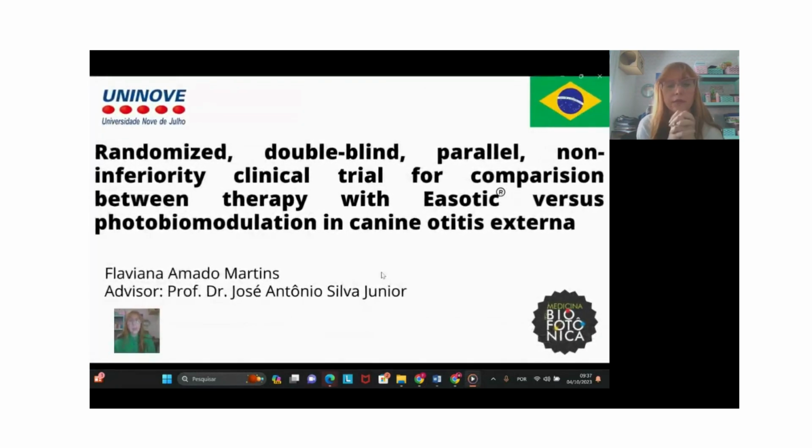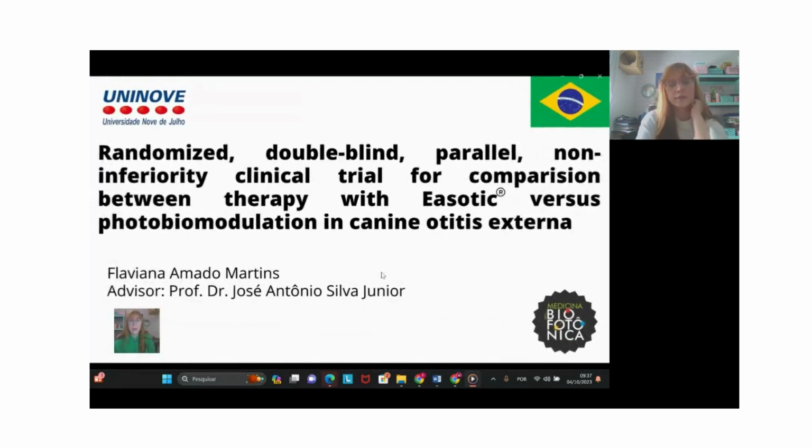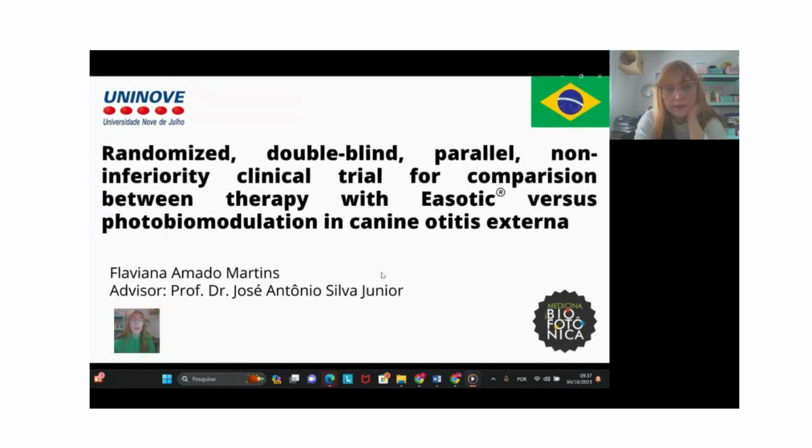Currently, I am a master's student of the graduate program in Medicine and Biophotonics at the University 9 de Julho. Today, I will present my project entitled Randomized, Double-Blind, Parallel, Non-Inferiority Clinical Trial for comparison between therapy with Easotic versus photobiomodulation in canine otitis externa. My advisor is Professor José Antônio Silva Júnior.